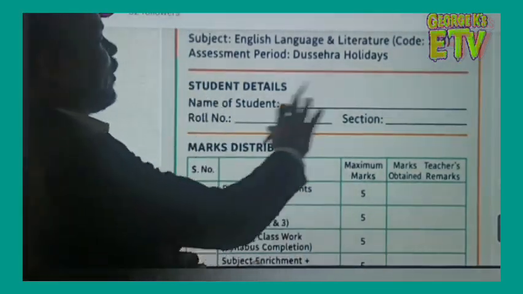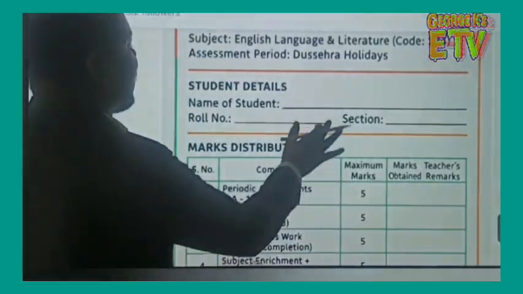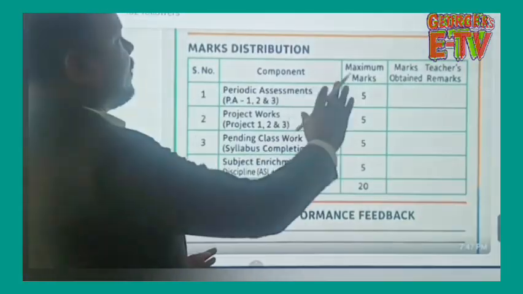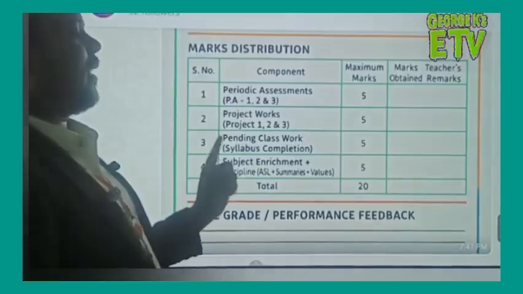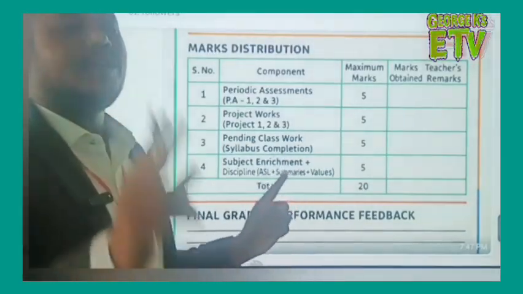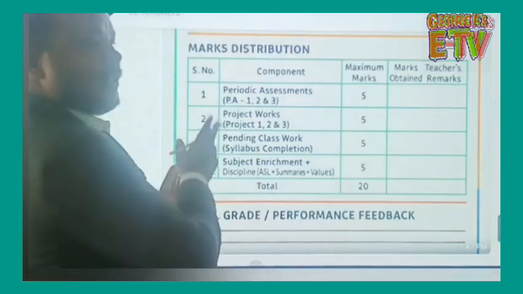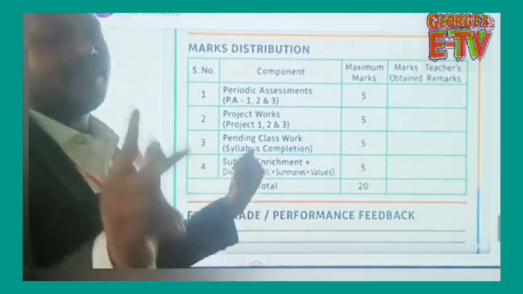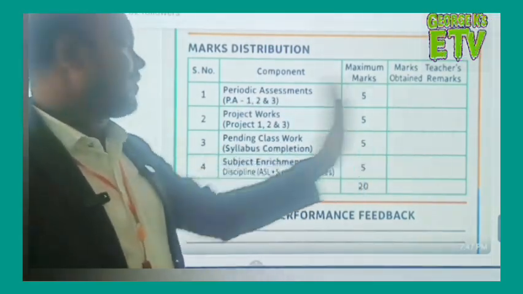On this page, you have to write student details: name of the student, followed by roll number and section. Then make this mark sheet completely. This is very, very important for all of you. This is the mark sheet. There are 4 areas that give you 20 marks. Component number 1 is the periodic test. Periodic tests 1, 2, 3 are of 5 marks, and the teacher will write your obtained marks here. Project works is component number 2, the second area, for 5 marks. Here are project 1, project 2, and project 3, 5 marks. The teacher will give your obtained marks.